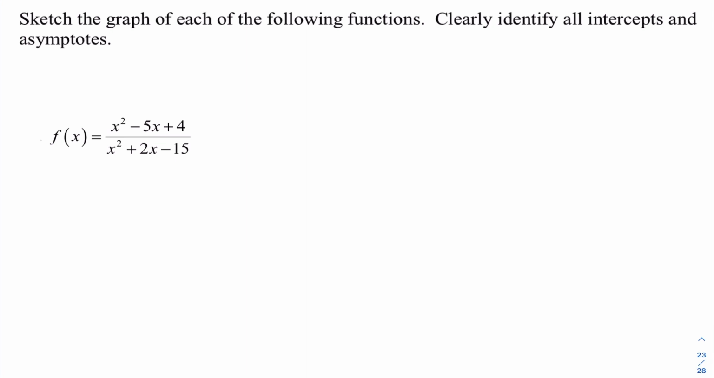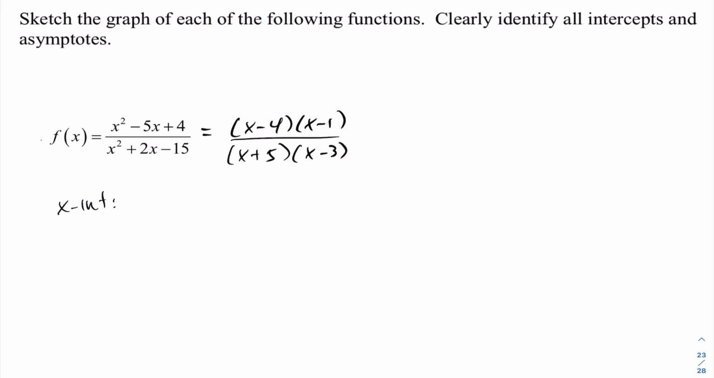All right, in the next example here, we have the following rational function, x squared minus 5x plus 4 over x squared plus 2x minus 15. Step number 1 for this is going to be fully factor the top and bottom. So fully factoring the top and bottom, we get x minus 4 times x minus 1 on the top and x plus 5 times x minus 3 on the bottom.